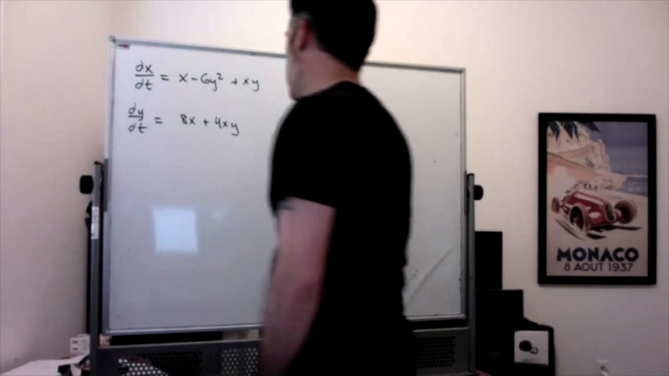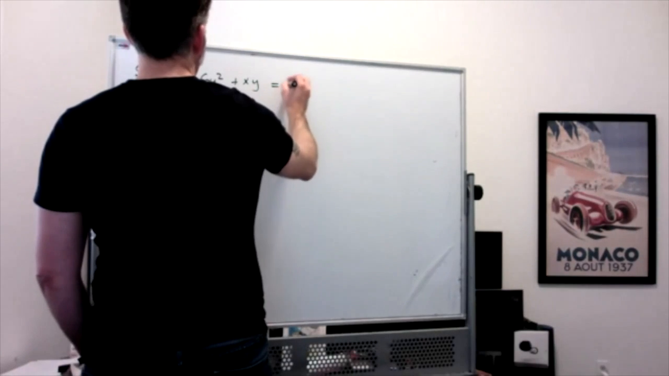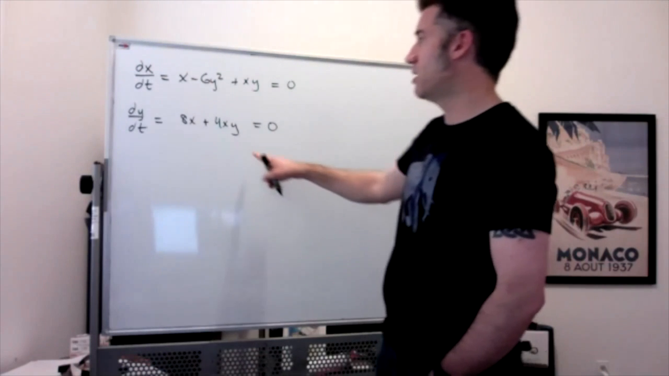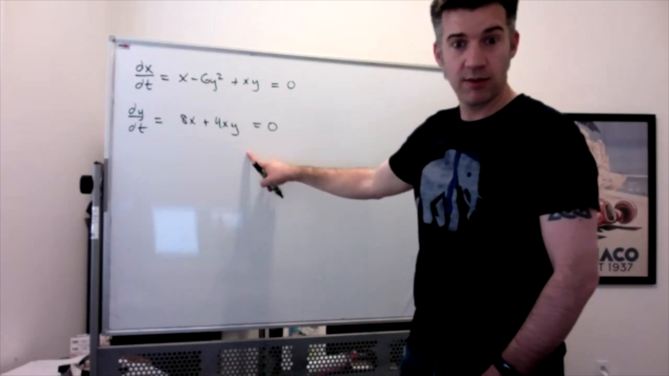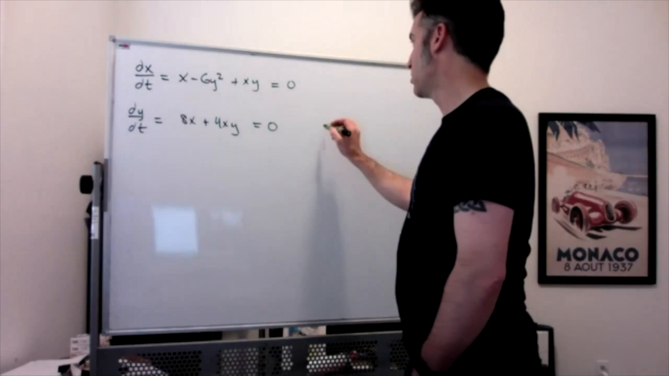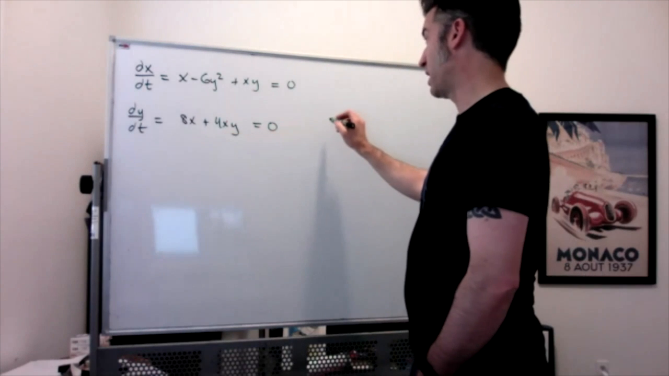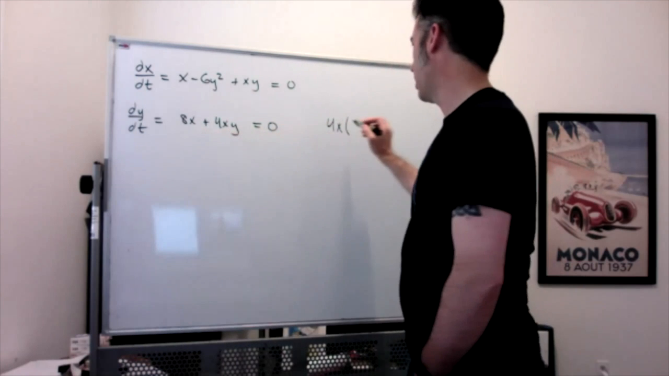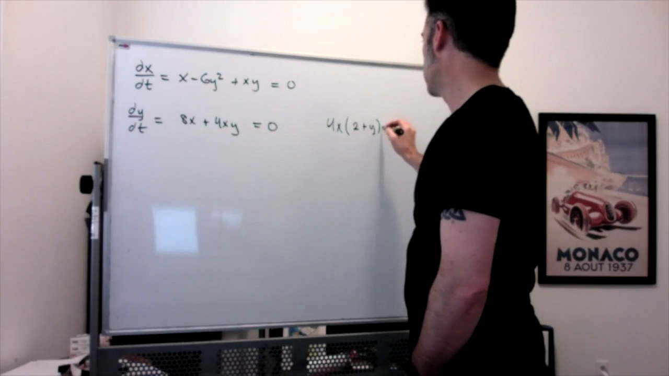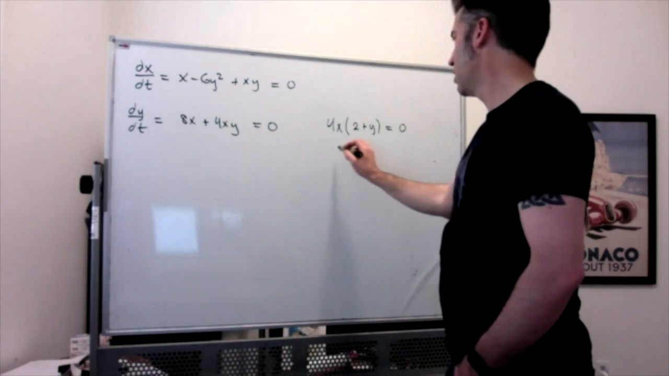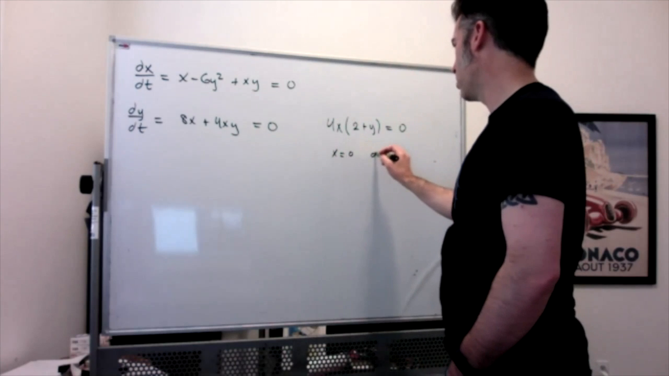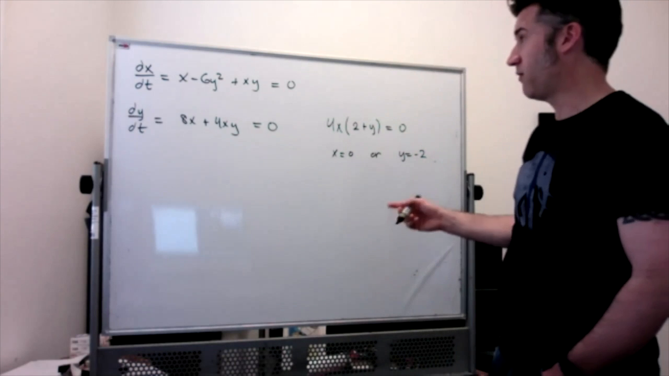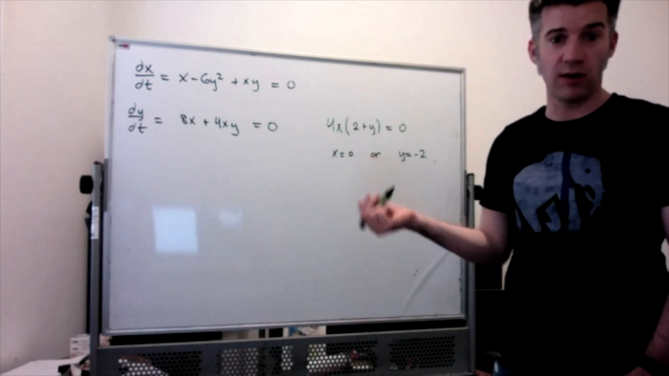So we're going to set each of these equal to 0. And to me, it looks like this one might be easier to deal with. So I'm going to factor out a 4x actually. Factoring out a 4x, I'm left with a 2 plus y. So I'm getting x equal to 0 or y equal to -2. And I can definitely plug those into the other one to find the equilibrium.